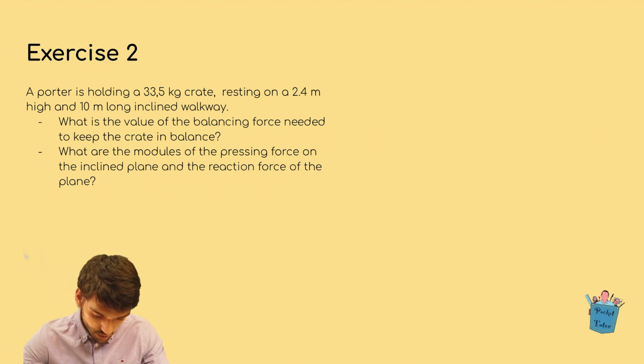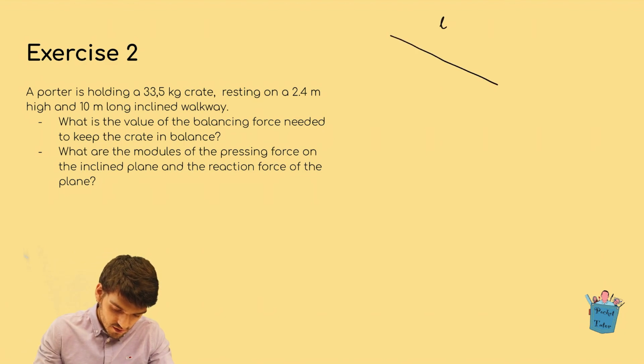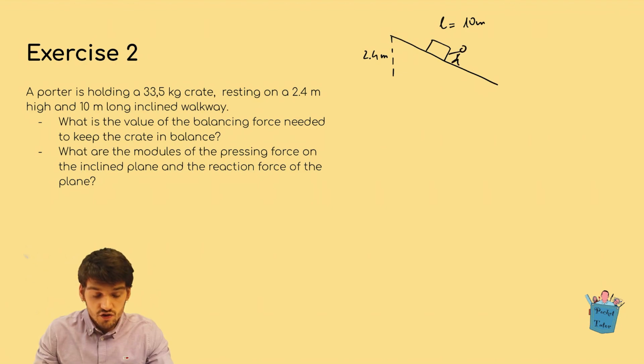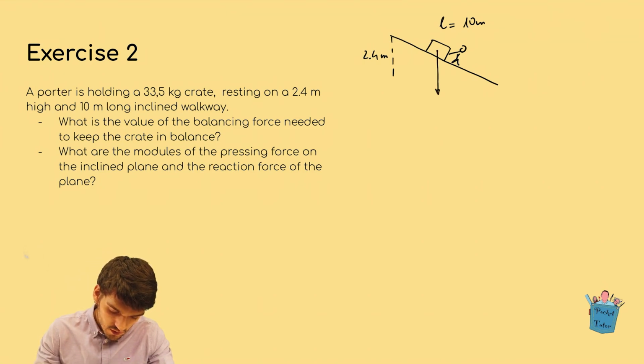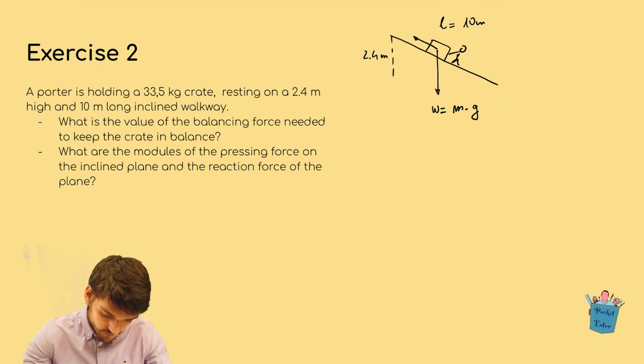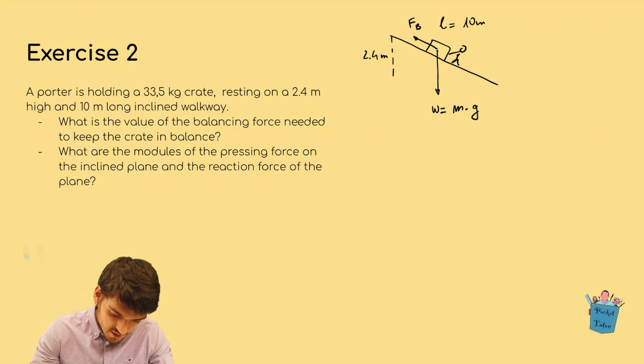We have an inclined walkway that its length is equal to 10 meters and its height is 2.4 meters. And then we have a crate, and draw it this way, and a porter that is holding it in such a way. The crate has a mass of 33.5 kilograms. This means that its weight will be equal to the mass times the Earth acceleration constant. And the problem asks, which is the balancing force needed to keep the crate in place? The balancing force will be given by this one. We can call it force balancing.